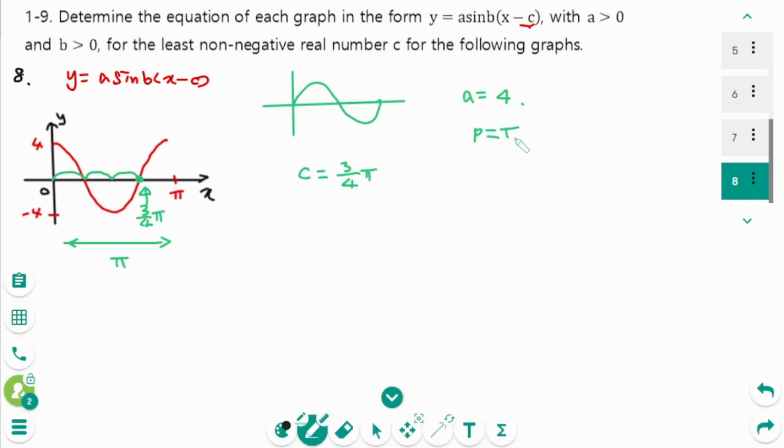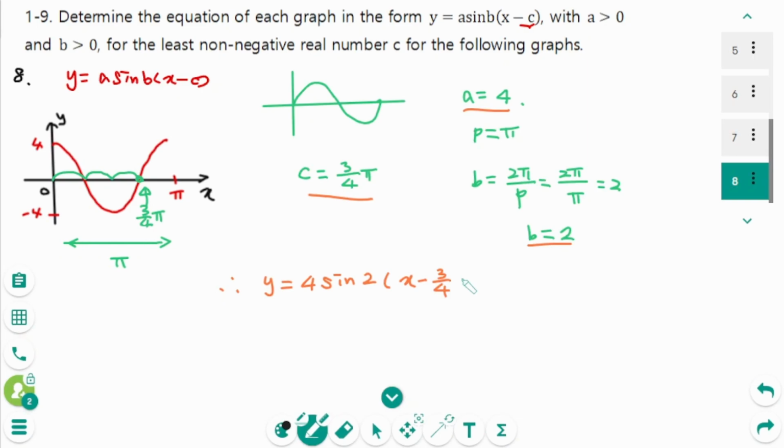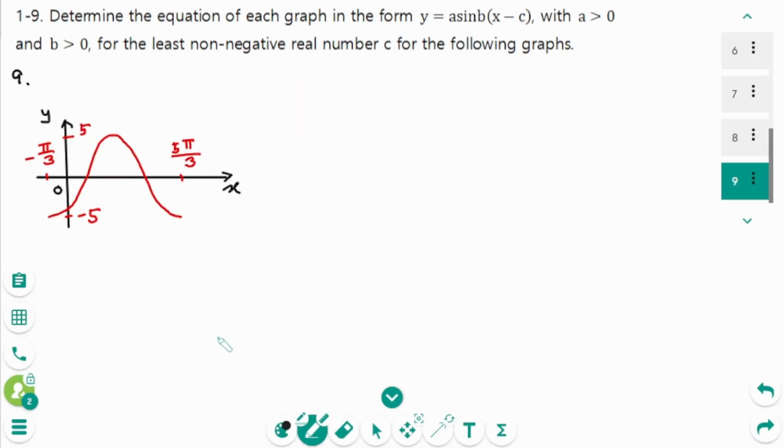Then p equals pi. The formula is b equals 2 pi over p. Then 2 pi over pi, which is 2. Then b equals 2. We found a, b, and c. Then the equation is y equals 4 sine b, which is 2, then x minus 3 over 4 pi. This is the last one. Y equals a sine b x minus c form.